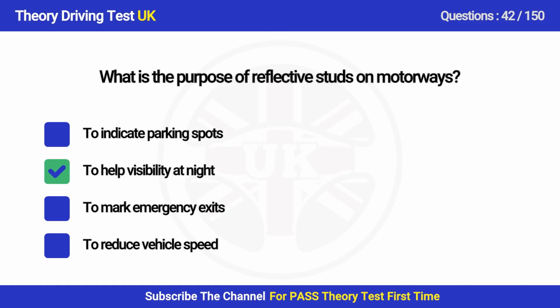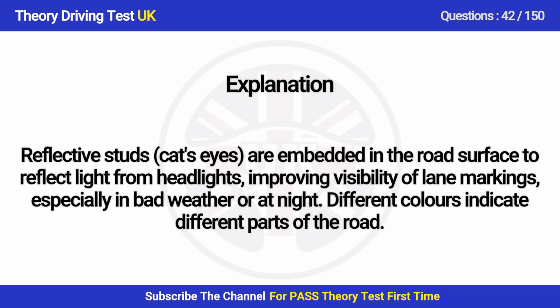Answer is B. To help visibility at night. Reflective studs, cat's eyes, are embedded in the road surface to reflect light from headlights, improving visibility of lane markings, especially in bad weather or at night. Different colors indicate different parts of the road.